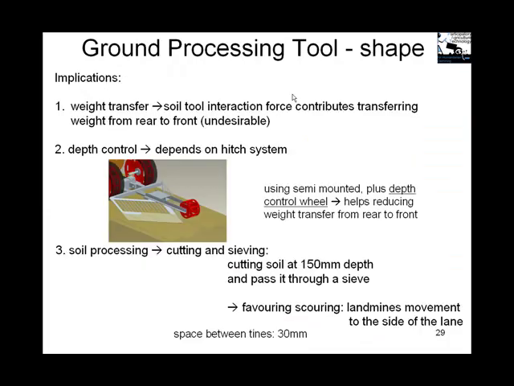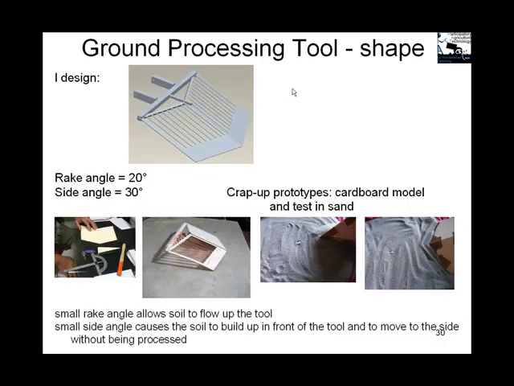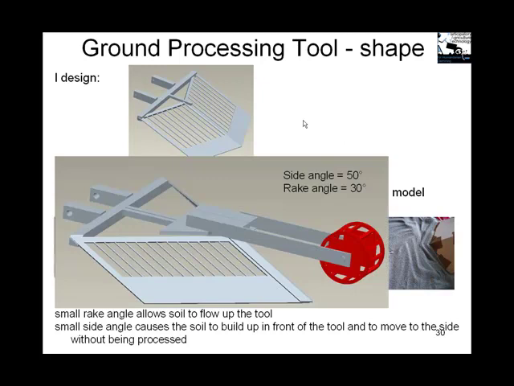To design the ground processing tool, we took into consideration three factors. First, we didn't want weight to transfer from the back to the front. We want to keep a constant depth of work, and we wanted to process the soil in an efficient way by cutting it and sieving it properly. So we came up with this design, and we made a cardboard model, and we tested it in a sand test bed we had in the lab, and we decided to change rake and side angle.